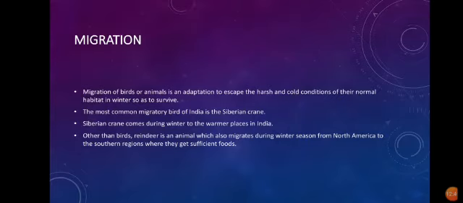Now what is the most common migratory bird which comes to India every year for a few months? That is the Siberian crane. I hope all of you have seen the Siberian crane. I'll show you the picture of the Siberian crane after some time, okay. Now the normal habitat of the Siberian crane is Siberia, okay. Siberia is a very cold place. That means it comes under the polar regions.